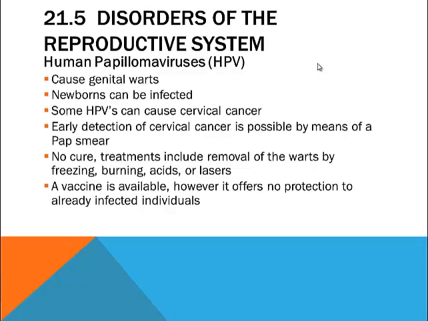Our next reproductive disorder is human papillomaviruses, or HPV. There are over 100 types of HPV, which is the virus that causes genital warts. They appear as flat or raised warts on the penis and or foreskin in males, and on the vulva, vagina, and or cervix of females. Newborns can also be infected. Some HPVs can cause cervical cancer, approximately 10 types. This is the second leading cause of cancer death in women in the United States, with approximately 500,000 deaths per year.